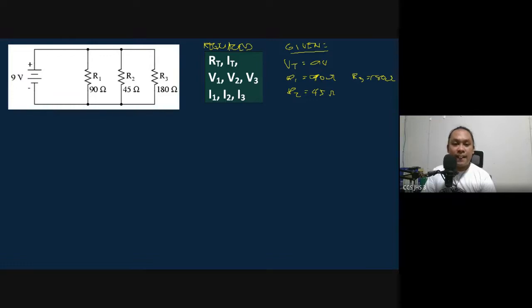What do you think? Same as what we did earlier, you have to look at the given values and the required missing parameters. From that, you can identify what missing parameter you can solve first. Which parameters have values? We have total voltage, and we have R sub 1, R sub 2, and R sub 3. So which missing parameter can we solve first? Anyone? R sub T, sir. Okay, why R sub T, Maxine, or total resistance?